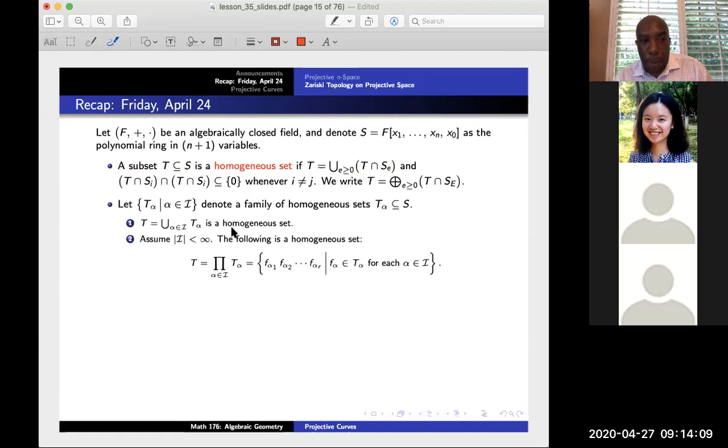We have a few properties about homogeneous sets. So for example, if you have a family of homogeneous sets, then the union of homogeneous sets is a homogeneous set.